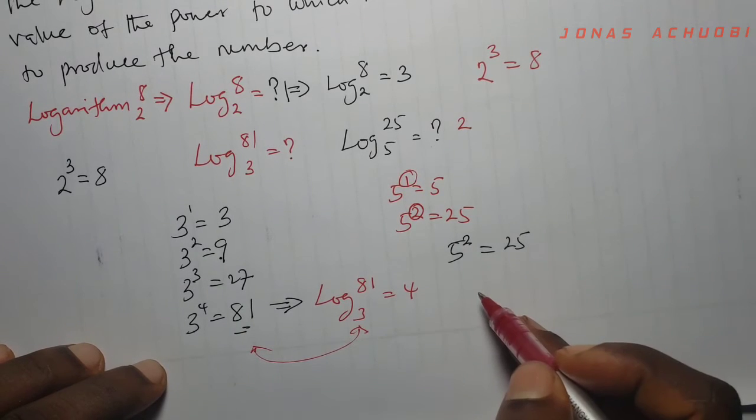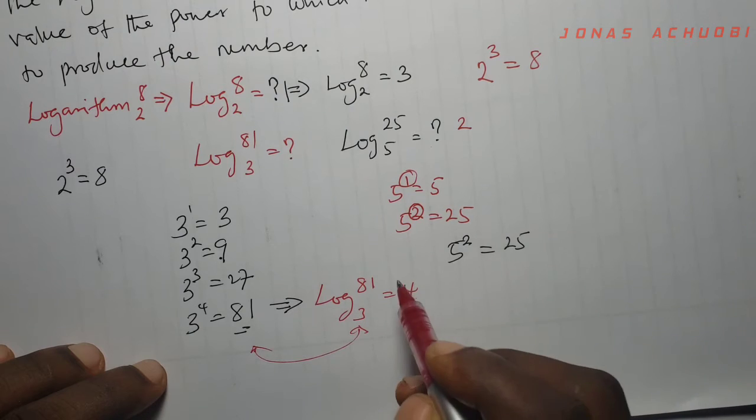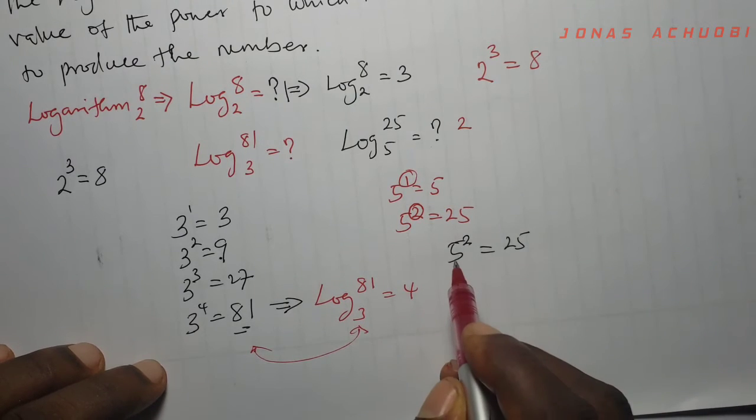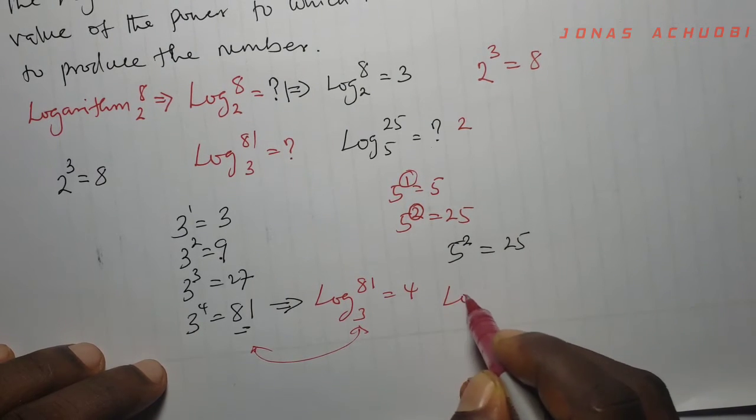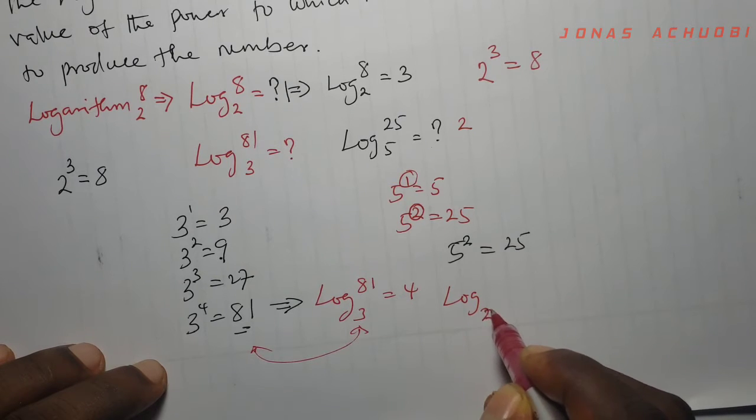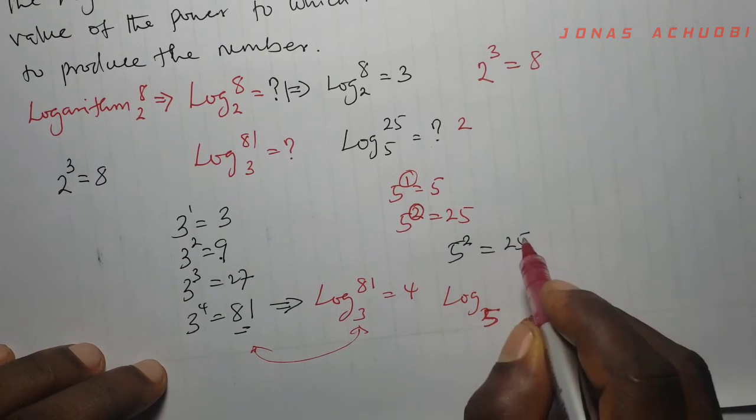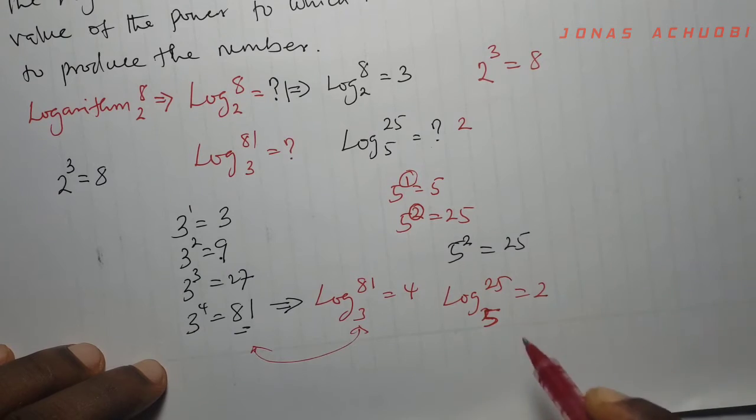How do you now write this in log form? Remember, the log and the index form both have the same base. The base here is 5. So in the log form, the base remains 5, base 5, then 25 equals 2. So the log of 25 base 5 is 2.